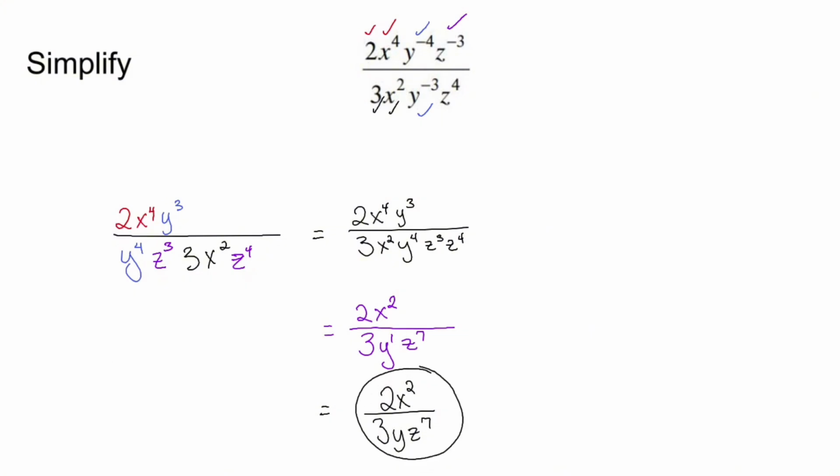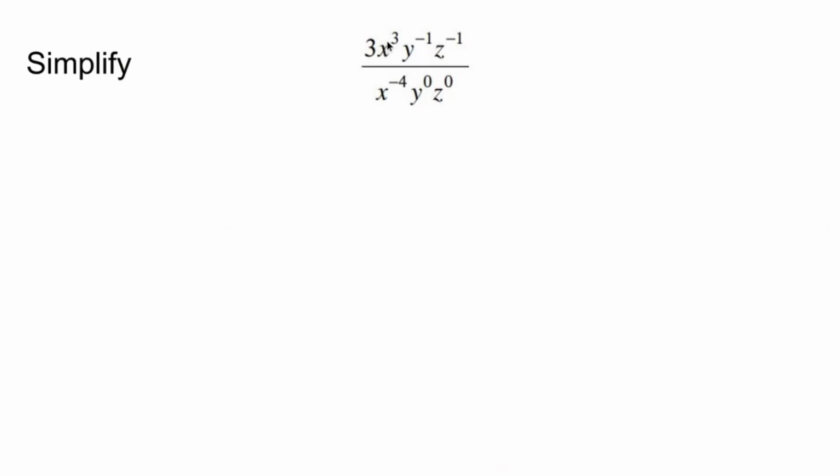Fun stuff. Simplify 3x cubed, y to the negative 1, z to the negative 1, all over x to the negative 4, y to the 0th, z to the 0th. All right, so I have a big fraction bar, and what I'm looking at is positive exponents, negative exponents, and 0 exponents. We're going to take turns going through all 1, 2, 3, 4, 5, 6, 7 of these terms and seeing if they stay, seeing if they move, or seeing if they turn into anything.